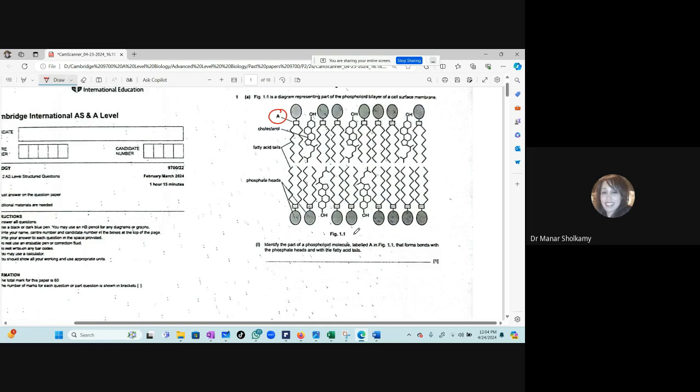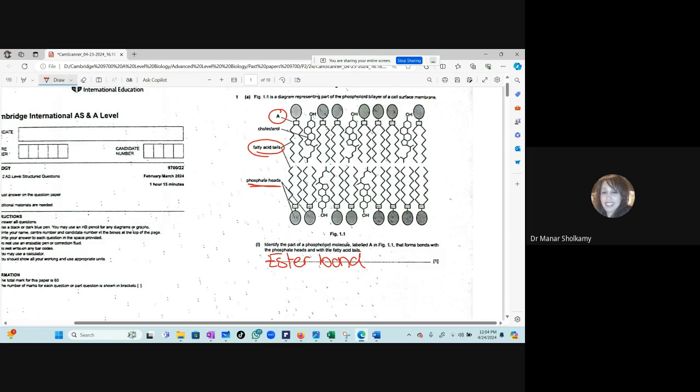They did give you, can you hear me? Yes, this is the ester bond. They did give you some labels. They told you this is the phosphate head, and these are the fatty acid tails. I know it's not very clear. And this is the bond between the phosphate head and the fatty acid tail. So this is definitely the ester bond.